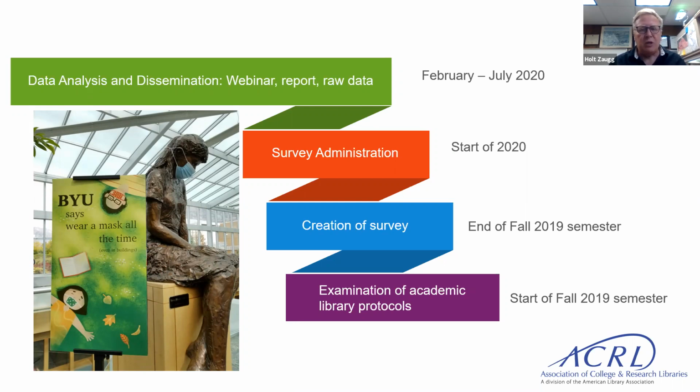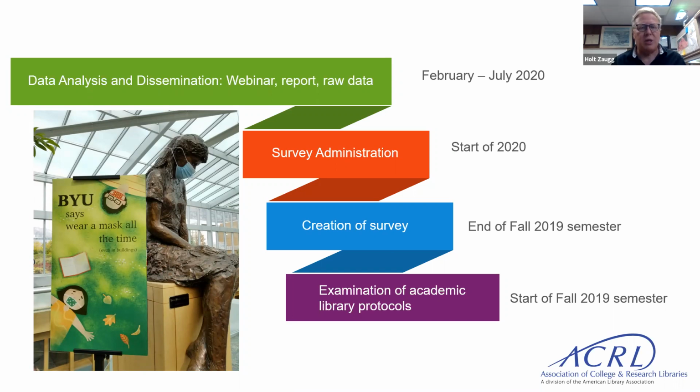By the end of the fall of 2019, we had used this process to develop a series of survey questions that we vetted amongst ourselves, and with the help of the VAL committee and ACRL, refined them. In the start of 2020, over several weeks, we administered the survey to collect data and find out what protocols had been used to that point in the pandemic. And then from February until July of this year, we took a look at the data analysis and dissemination and created this webinar, and that included the report that's going to be available at the end of this webinar.